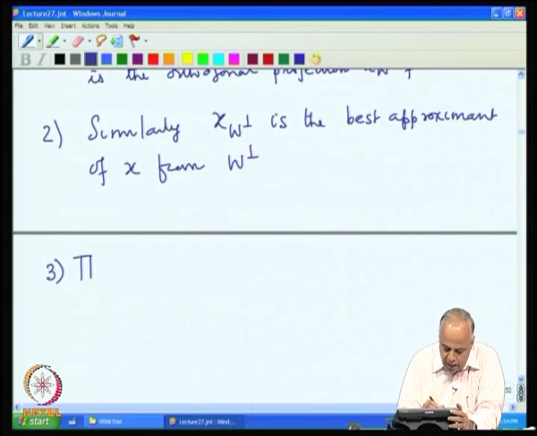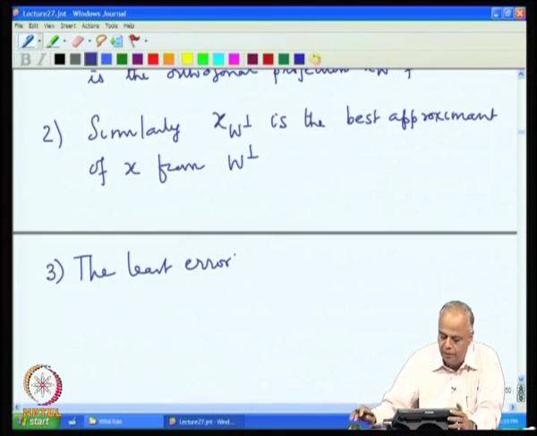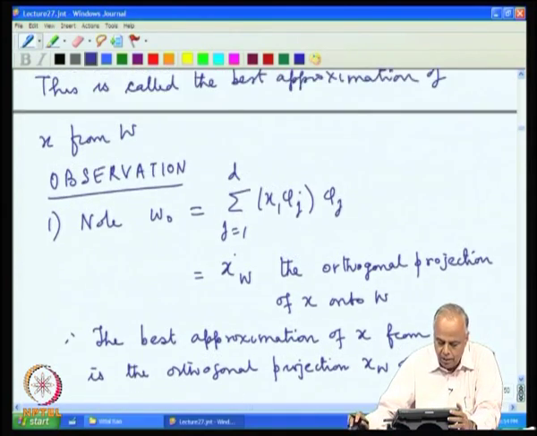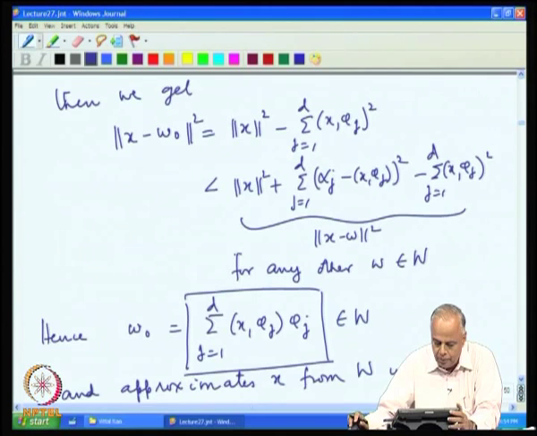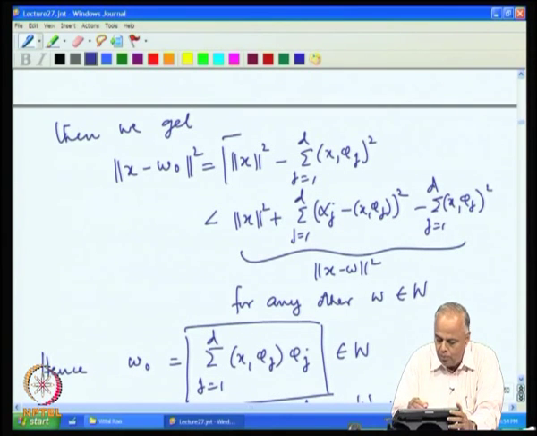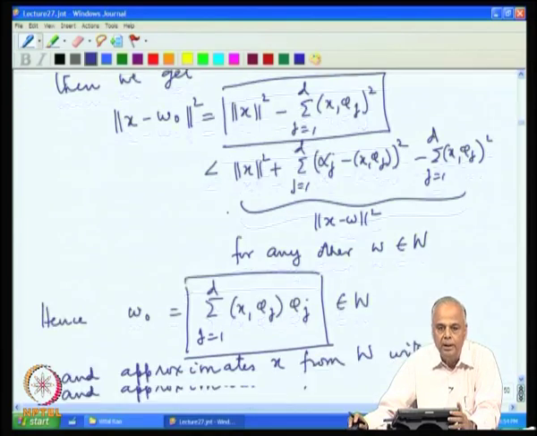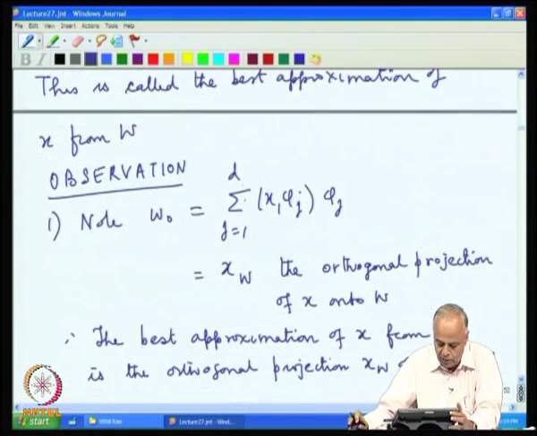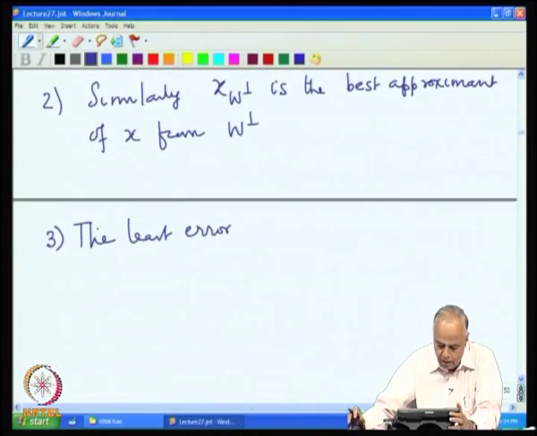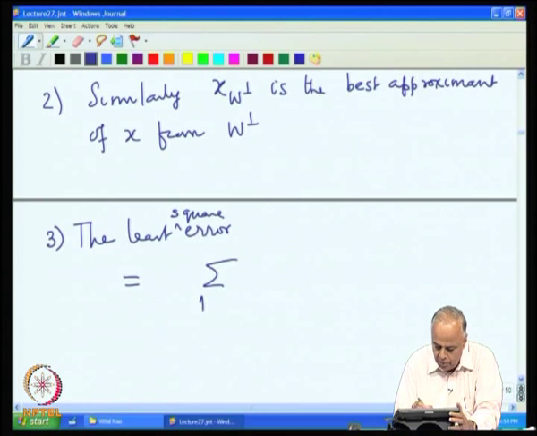What is this least error? The least error that we get is given by the error that we get by taking W naught as the approximation, which is norm x squared minus summation j equal to 1 to d x phi j squared. So, the least square error is equal to norm x squared minus summation j equal to 1 to d x phi j squared.